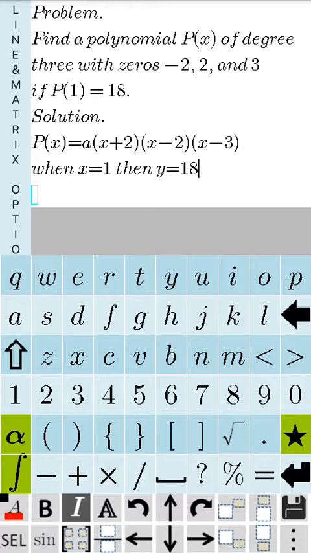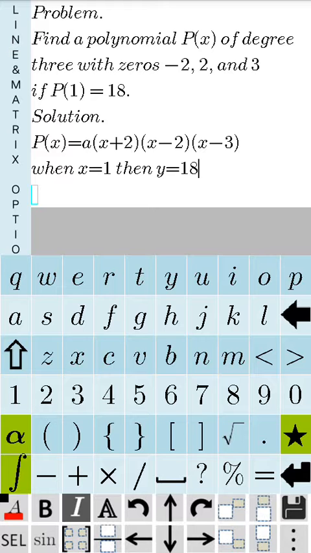Next is p of 1 is equal to 18. Remember that y is equal to p of x, right? And so p of x. So this means that if x is equal to 1, then y is equal to 18. So that's how you break it down. So you actually have that information.